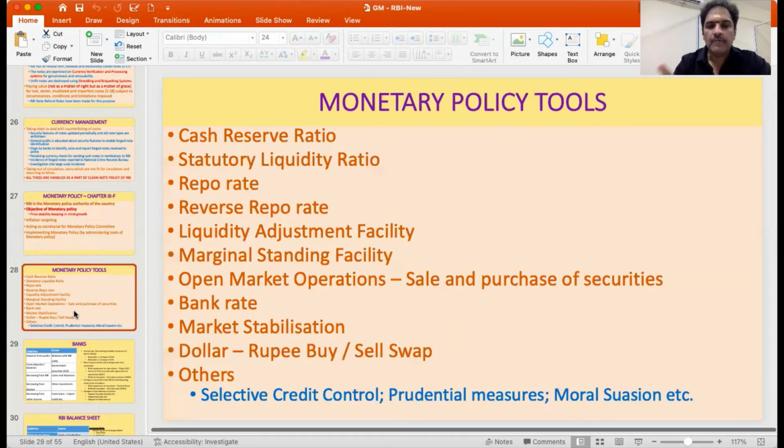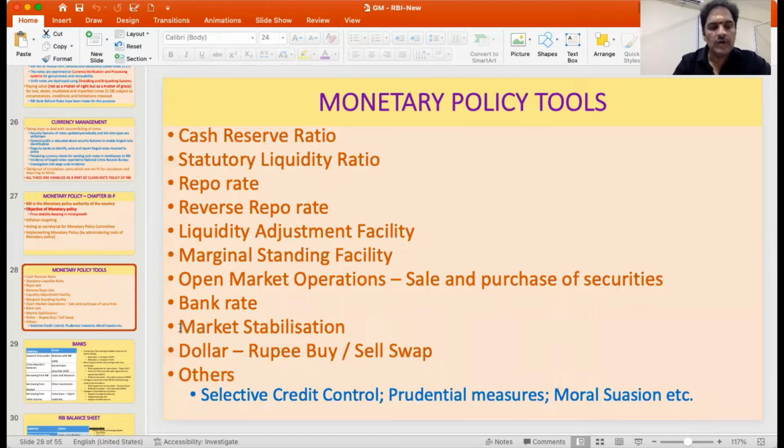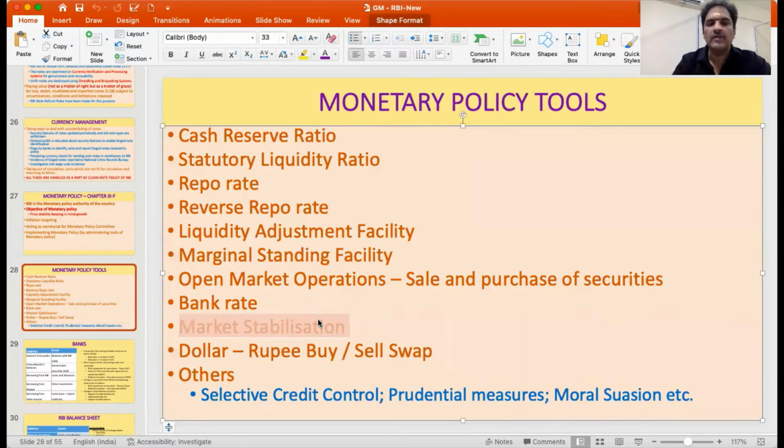So the other important tool that is used for monetary policy operation is the market stabilization scheme. So we have seen the cash reserve ratio, the statutory liquidity ratio, and the repo rate, which is the policy rate, then the reverse repo rate. Repo and reverse repo, if it is for a short term, overnight, or up to 14 days, that kind of facility is called a liquidity adjustment facility.